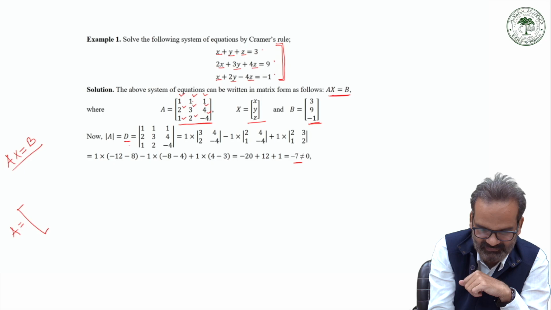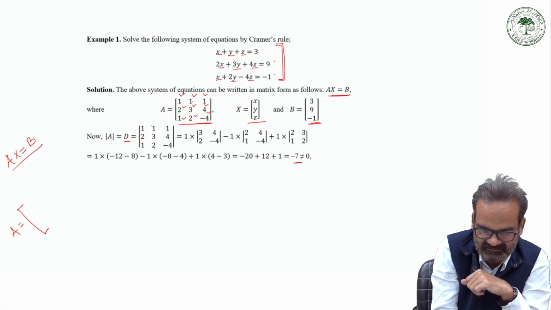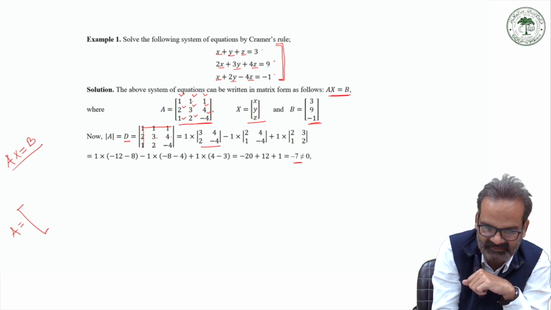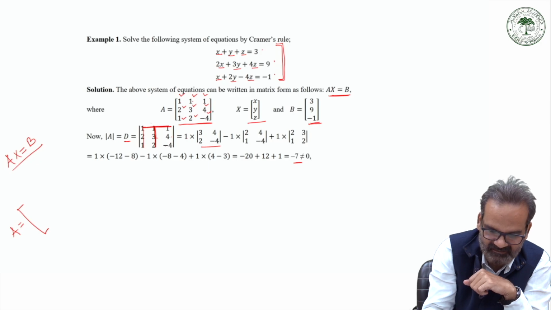So what is the value of this? Take this and expand it along the first row. 1 is this. Delete the row and column in which 1 lies. So we get the determinant with 3, 4, 2, minus 4, the first. Minus 1. Delete the row and column in which this lies, so this row and this column. What is left? This is left now.